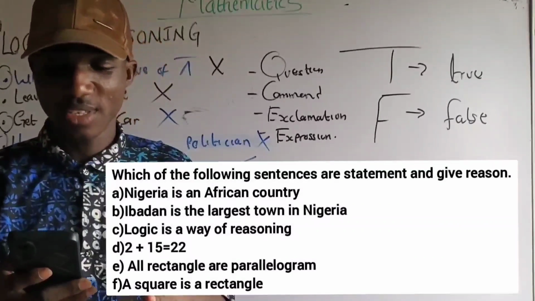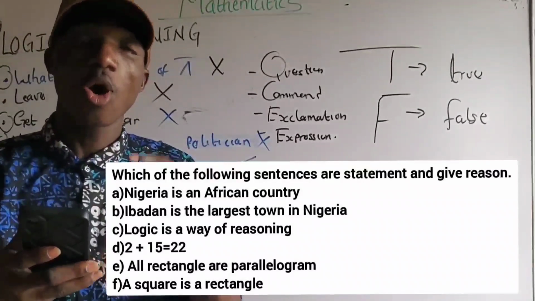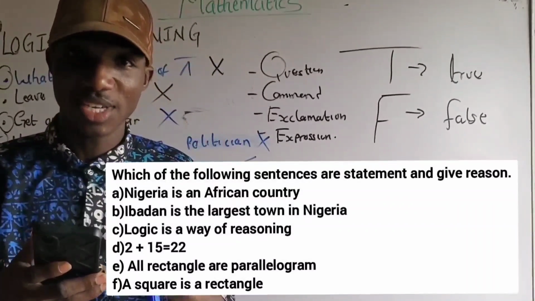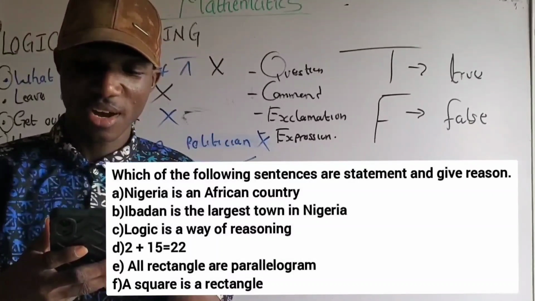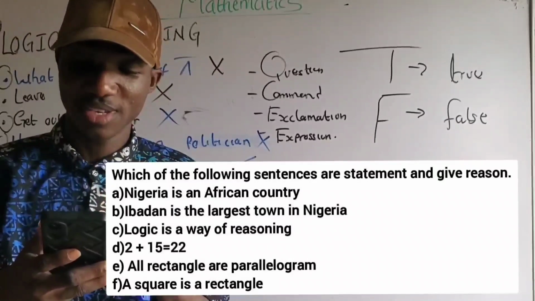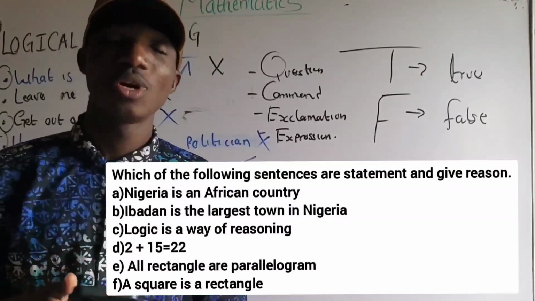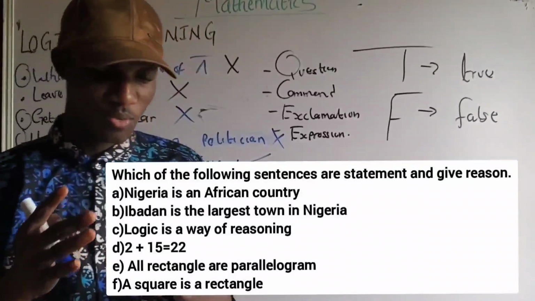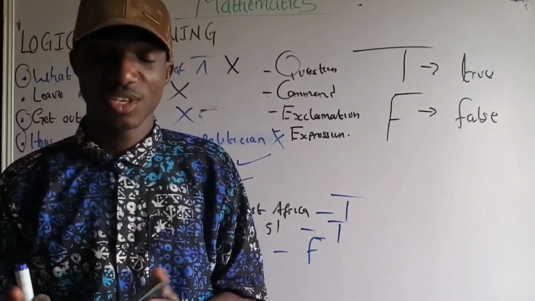You can see now that among all these sentences, all of them are statements. All these statements are sentences, but number D, the 4th statement, which is 2 plus 15 equals 22, is false. It's also a statement. Are you getting it? So when we talk about statements, we are talking about a sentence that is either true or false. Are you getting it? So that's it.